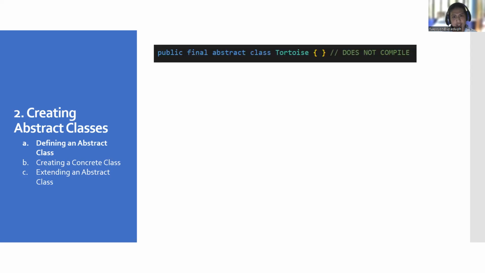More examples here. Public final abstract class tortoise. So what's the wrong thing here? You have both final and abstract. A class cannot be both final and abstract at the same time because these two are like polar opposites. Abstract does not have implementations and is meant to be overridden or redefined, while final should have all implementations and cannot be overridden or modified. It also cannot be a parent class anymore. So you cannot extend the final class.